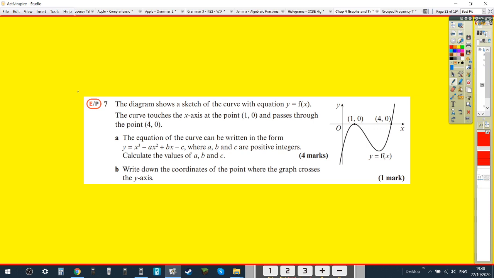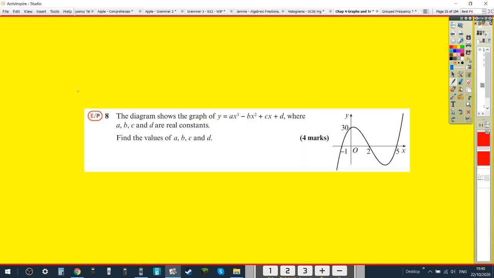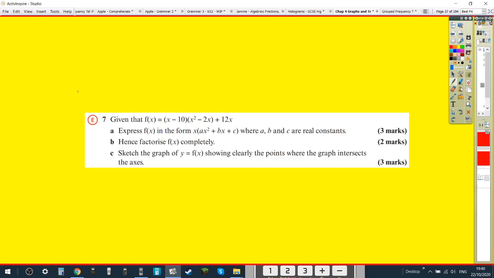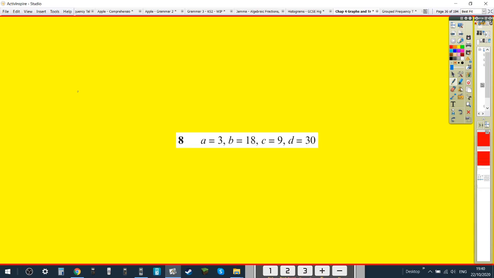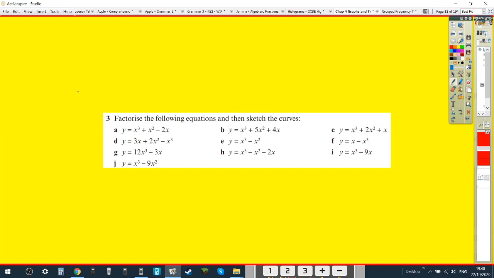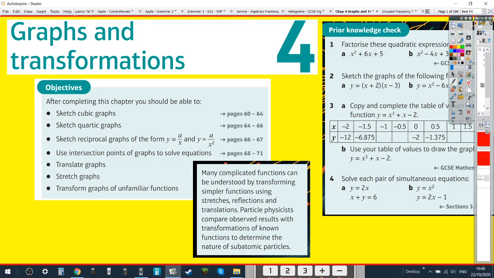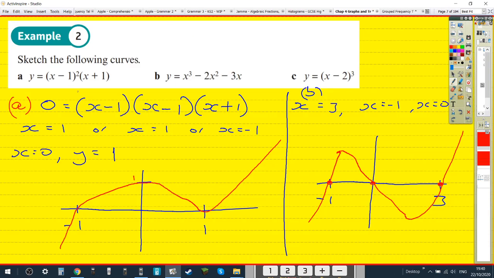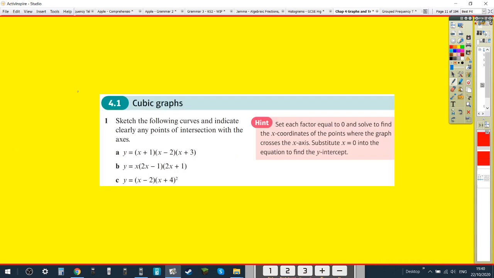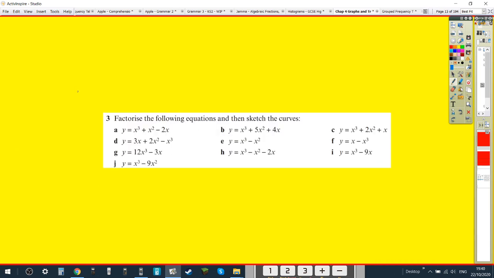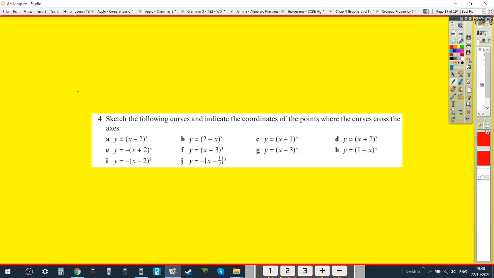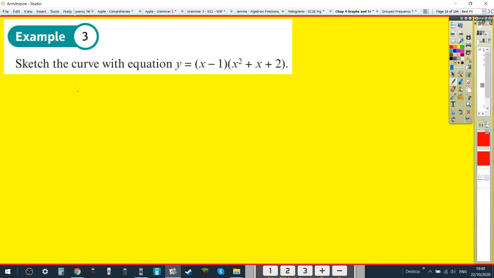Let's see. This one is an easier type, I think. This is the same thing. Okay, so now let me go back, because I skipped one for extra exam practice. This was the one. How do we do this?